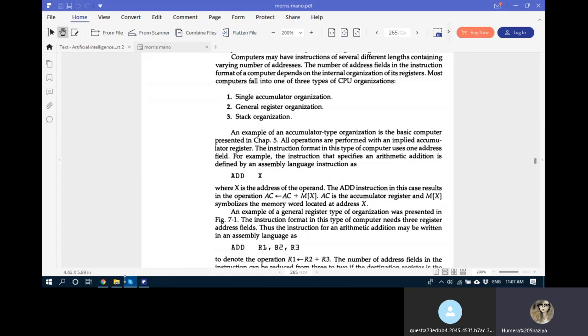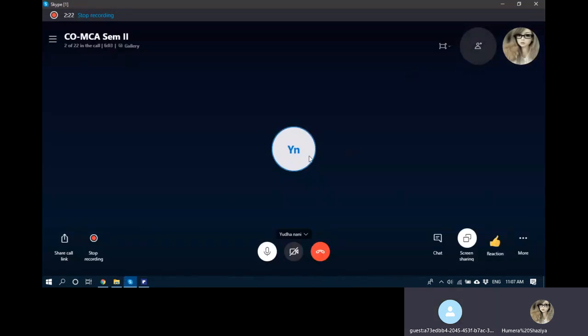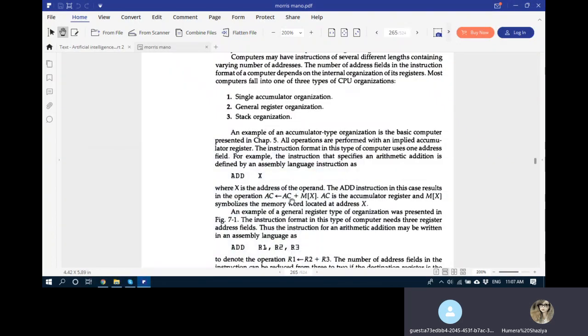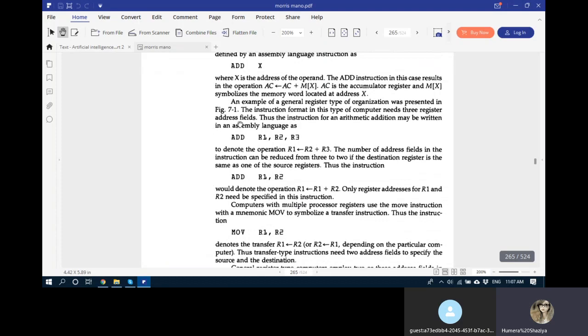Do you remember the general register organization? There are 7 registers: R1, R2, R3. In general register organization, you can say add R1, R2, R3. So it is like saying R1 equals R2 plus R3. If I say add R1 comma R2, then this is like R1 equals R1 plus R2. Here you are using 3 different registers, whereas here you are using only 2 registers to perform an arithmetic operation.